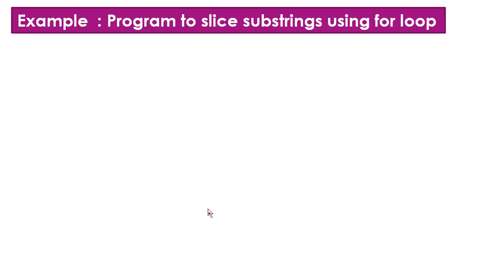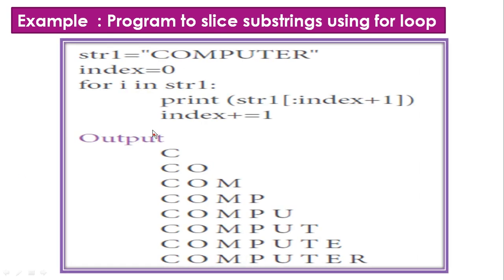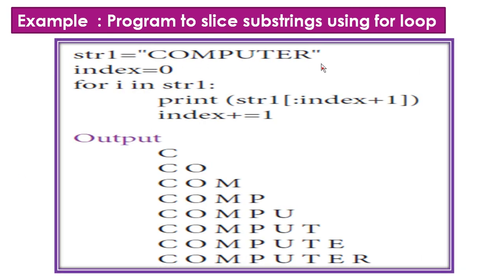Next example, program to slice substrings using a for loop. We can slice a substring from the main string by using the for loop. Here is an example. str1 value is computer. The string value is computer. It has 1, 2, 3, 4, 5, 6, 7, 8 characters. The starting index value is 0.